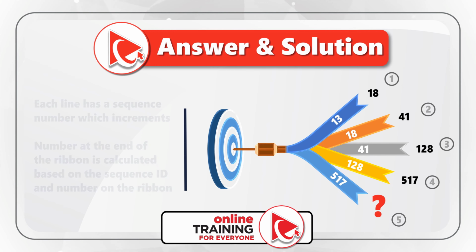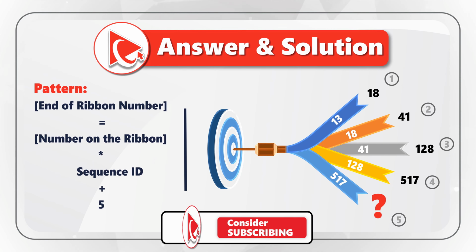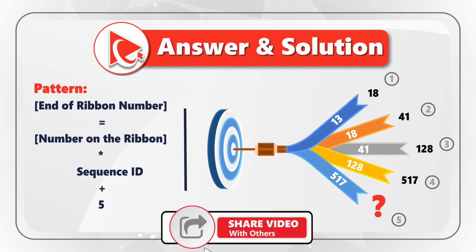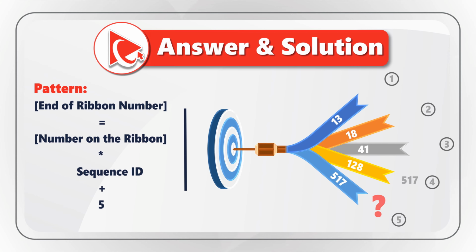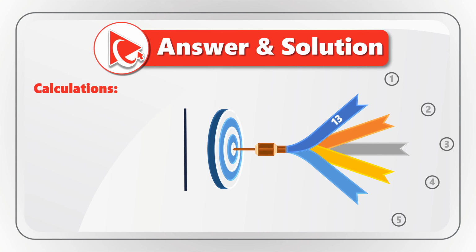The formula to do the calculations is that the end of the ribbon number is calculated as the number on top of the ribbon multiplied by the sequence ID plus 5. Let's look at the example. The first blue ribbon has the sequence number 1, so the end of the ribbon number is calculated as 13 multiplied by 1 plus 5, which equals 18.